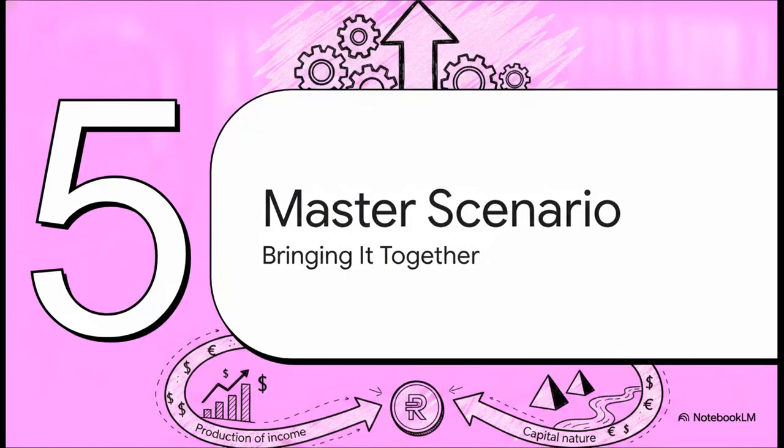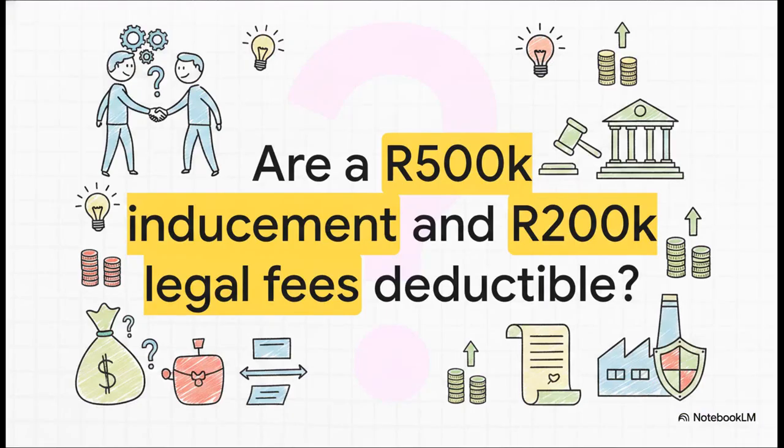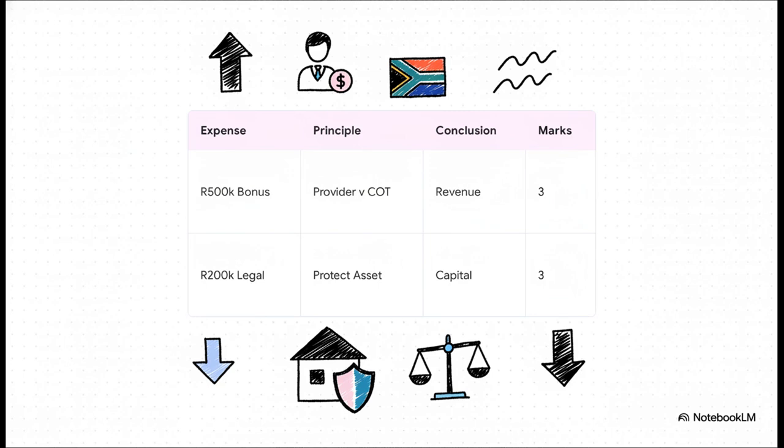Let's bring this all together in Section 5 with an integrated master scenario. Here is your scenario, the kind that separates the passing scripts from the failing ones. BuildCo pays a massive $500,000 sign-on bonus just to induce a rival's top engineer to jump ship and join their team. Later that same year, they pay $200,000 in legal fees to defend their factory's land title in court against a challenger. Discuss the deductibility of both of these expenses under Elements 4 and 5. Let's break down exactly where the marks go.